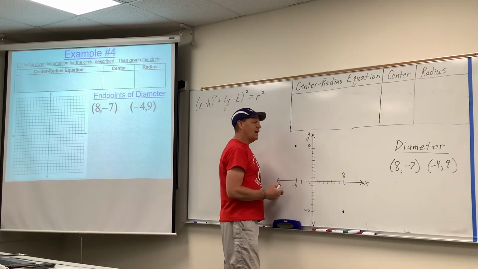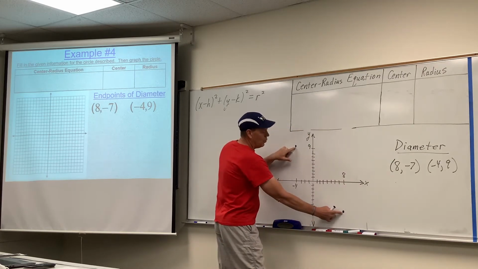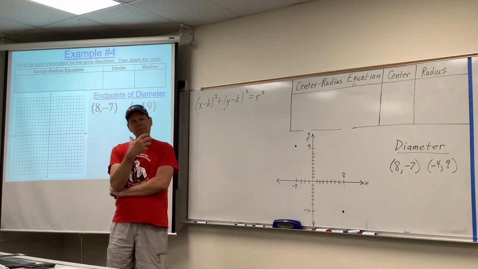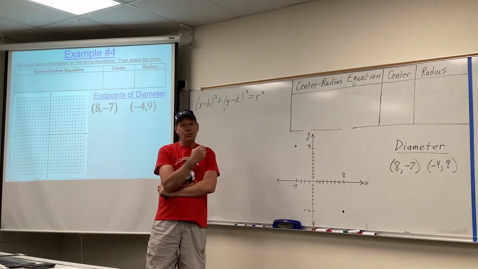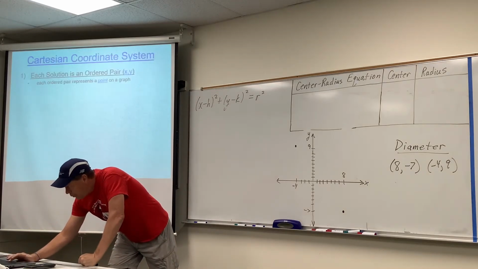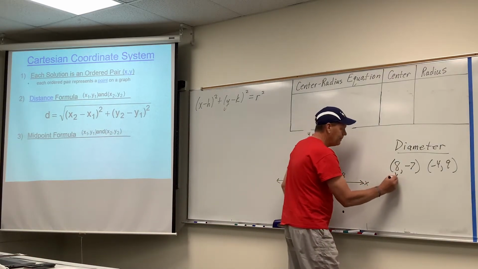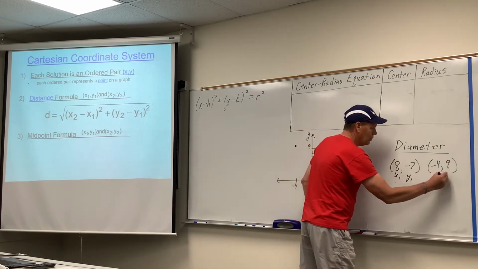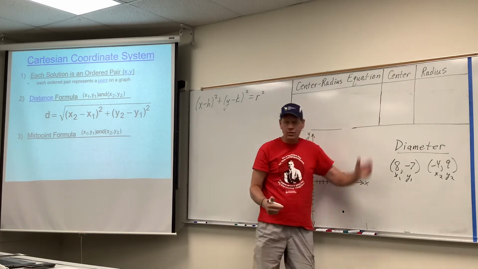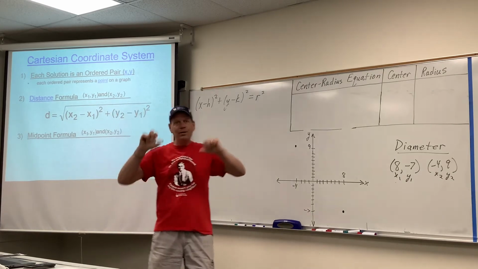So let's use detective work here. Let's talk about the center. Wouldn't the center be the point that's halfway between these two? Have we ever talked about how to find a point that's halfway between two others? Yes, we have. I want to remind you that if we had 2 points called x1, y1, and x2, y2, the point halfway between them, which would represent the center of this particular circle, would be the midpoint. The midpoint formula.